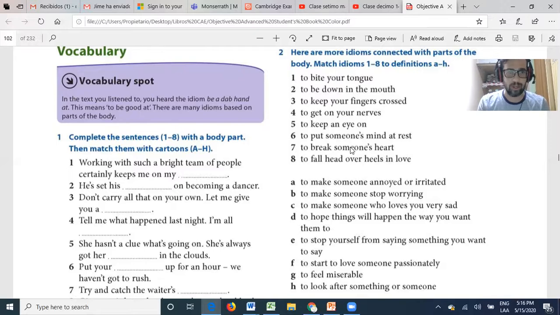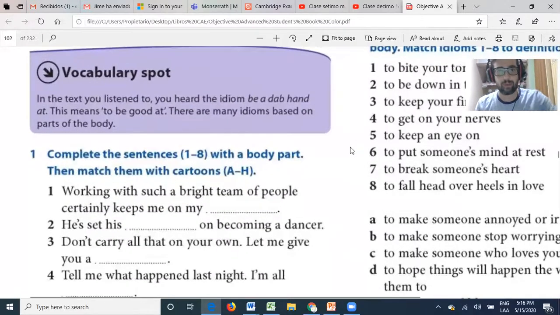So it says here, well, let's go with this vocabulary spot first. It says in the text you listened to, you heard the idiom be good at. This means to be good at. So there are many idioms based on parts of the body. Okay, and again, sometimes we are not familiar with all these kinds of things. So in the listening, it's very important for us to know the meaning of these idioms. Also, in the reading parts, we might find them. So that's why it is very important for us to memorize them and practice them right now in this lesson.